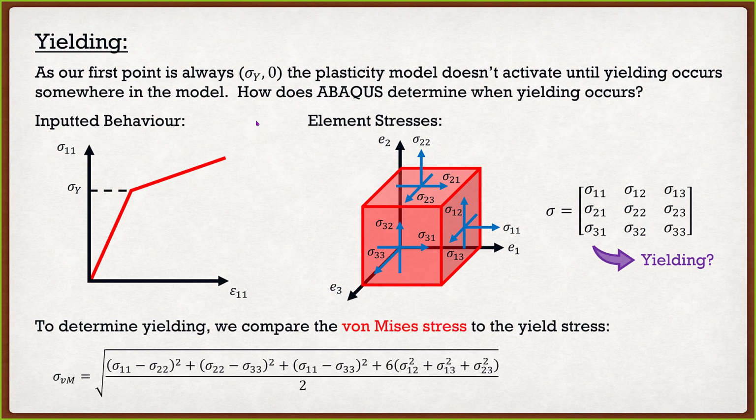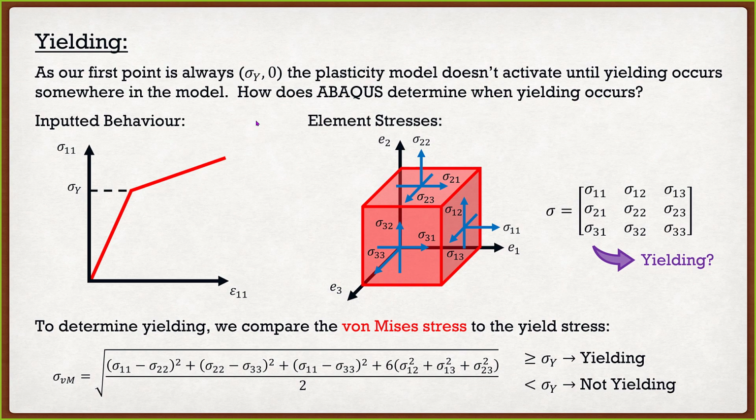So what ABAQUS does is it calculates all the stresses in the element, and then it calculates the von Mises stress. Now, if this von Mises stress is greater than the yield stress, we know it's yielding. If it's less than the yield stress, we say it's not yielding. You'll notice that once you throw your results into ABAQUS and first look at them, by default, ABAQUS will always give you the von Mises stress first. And this is why. It's a very important measure of stress, because it shows us how much stress, in terms of uniaxial stress, each element is undergoing. So it's very easy to pinpoint, oh, that region's yielding, that region's not yielding, etc.